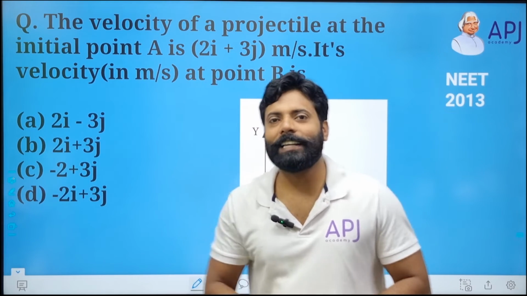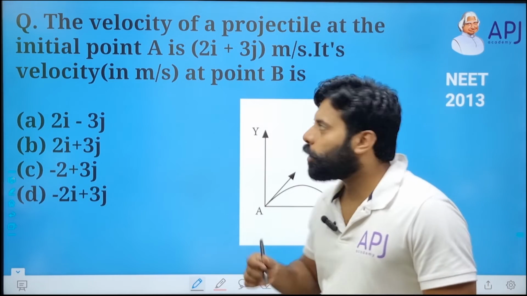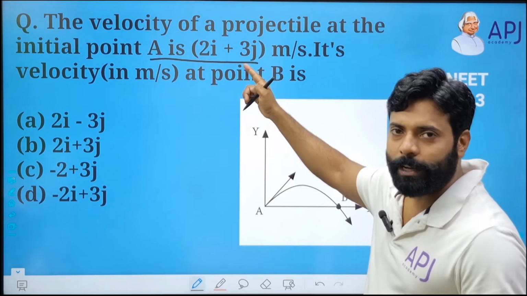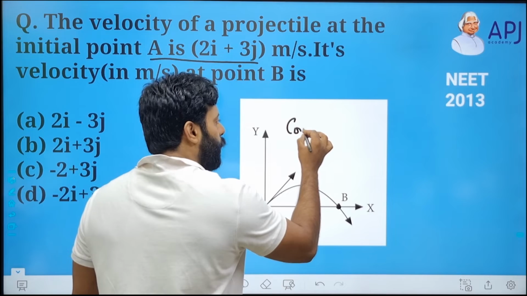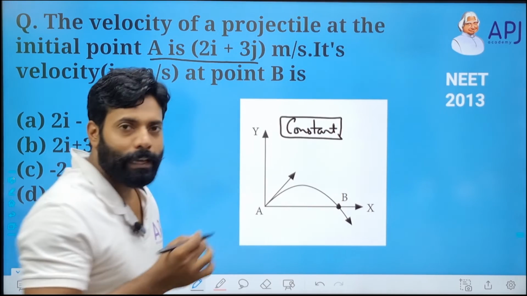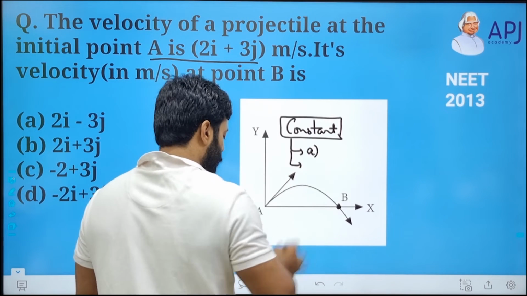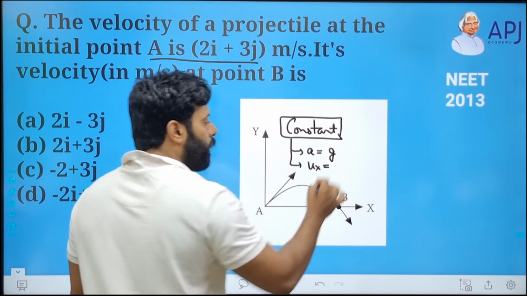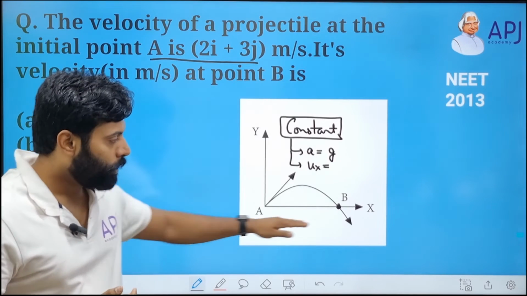In this question, they are asking us what the velocity vector is at this point B, and the initial velocity was given to us at point A. The velocity is 2i plus 3j, and from projectile motion we know that the value that remains constant while the body is in projectile motion is the acceleration due to gravity. So acceleration due to gravity remains constant, right? And the second thing is the velocity component in the x direction. So that will also remain the same, right?